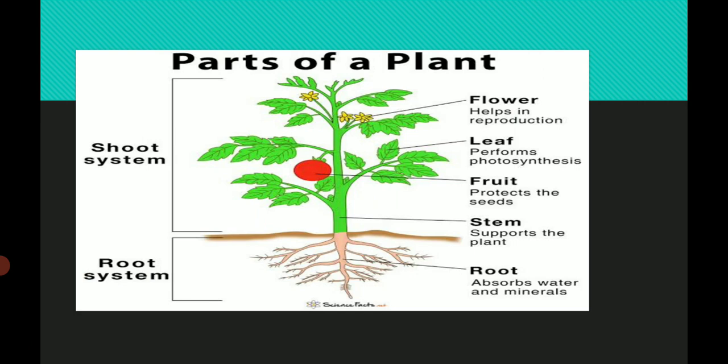Photosynthesis occurs at daytime, and at night time, with the help of stomata, plants take oxygen and give out carbon dioxide, and this process is called what? Respiration. So now all of you understood about photosynthesis, transpiration and respiration, about both processes at daytime and at night time.